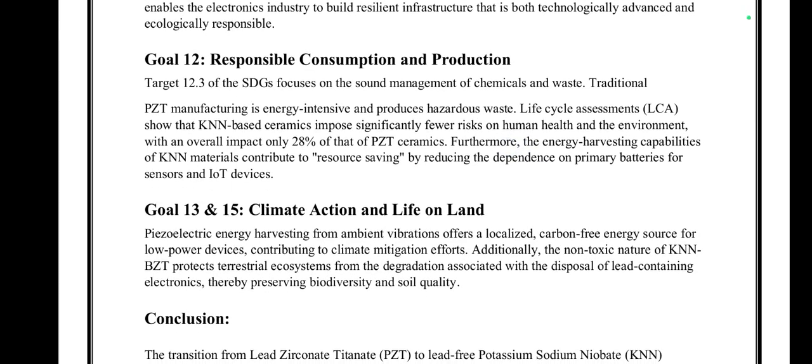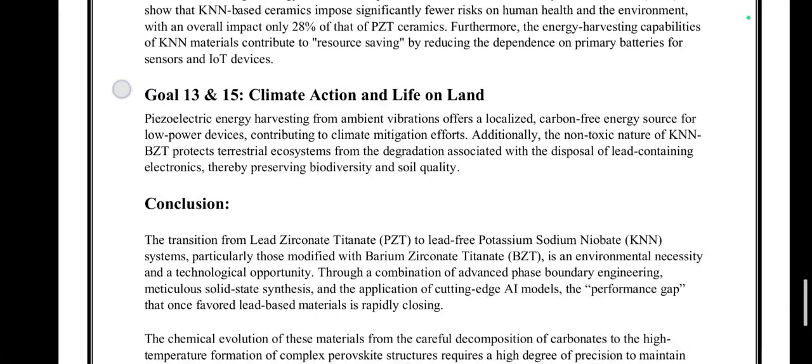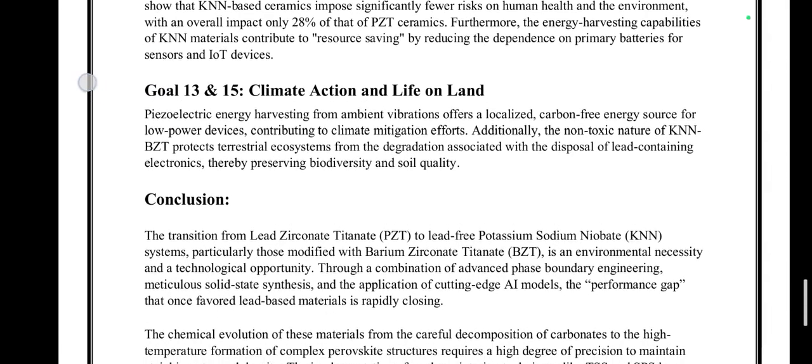Goal 12, responsible consumption and production. Target 12 of the SDGs focuses on the sound management of chemicals and waste. Traditional PZT manufacturing is energy intensive and produces hazardous waste. Life cycle assessments show that KNN-based ceramics impose significantly fewer risks on human health and the environment, with an overall impact only 28% of that of PZT ceramics. Furthermore, the energy harvesting capabilities of KNN material contribute to resource saving by reducing the dependence on primary batteries for sensors and IoT devices.